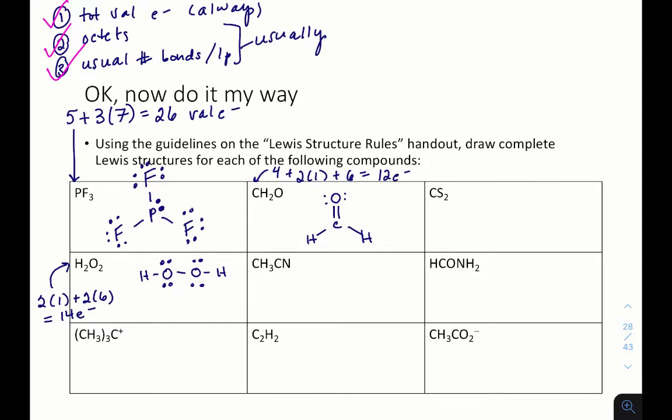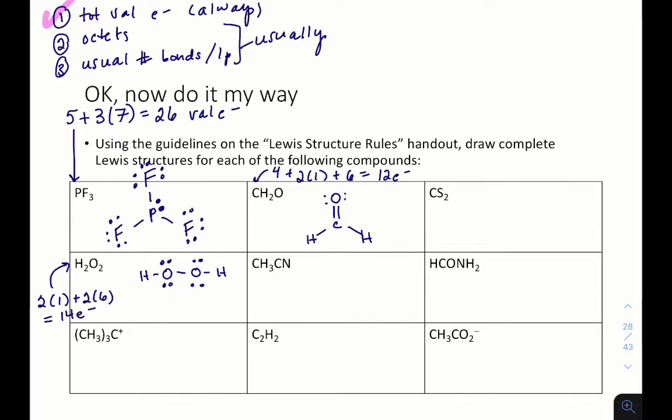So let's check the total number of valence electrons. We're supposed to have 12. There's 2, 4, 6, 8, 10, 12. Yes. Check on the total valence electrons. Let's check octets. Carbon, 2, 4, 6, 8. Awesome. Oxygen, yes, 2, 4, 6, 8. So octets are a check.